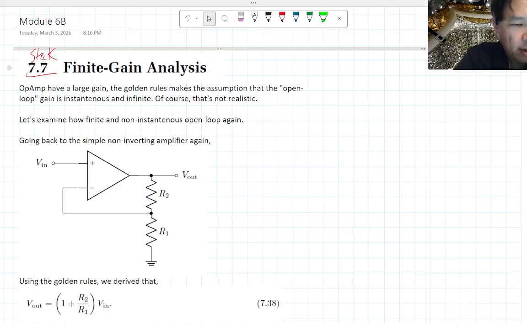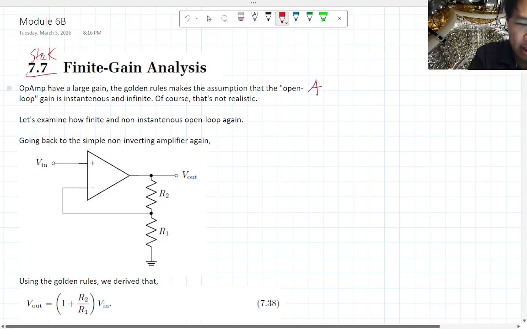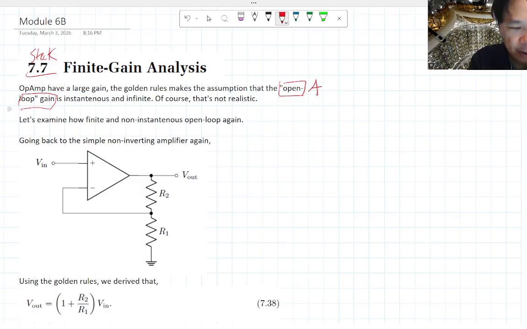Okay, the finite gain analysis is a way for us to quantify how, in real life, the op-amp does not have infinite gain. It has a large gain, right? If you just put the two differential inputs into it, it has a large gain. Remember, this gain is called A. It's also known as the open loop gain. Unfortunately, I split that into two different lines, which makes it hard to circle. Okay, and this gain is not infinite and not instantaneous.